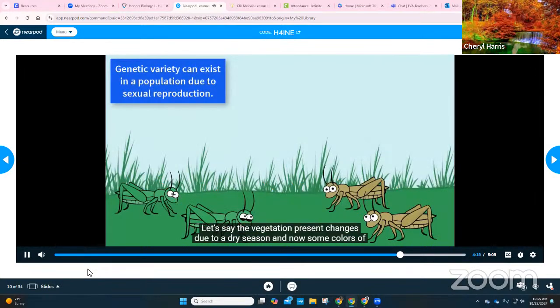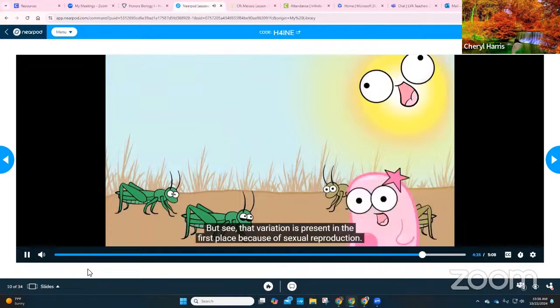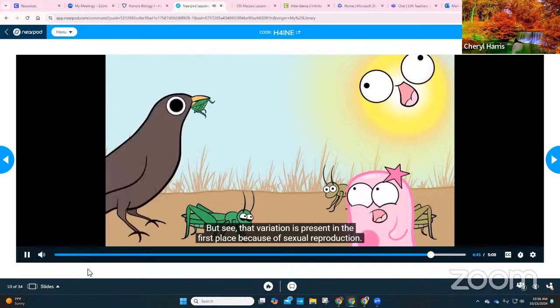Let's say the vegetation present changes due to a dry season, and now some colors of grasshoppers have better advantages than others in blending in, which means perhaps better advantages from hiding from predators. Those grasshoppers with the advantage potentially could have higher fitness. But see, that variation is present in the first place because of sexual reproduction. There are definite benefits that come with variety.